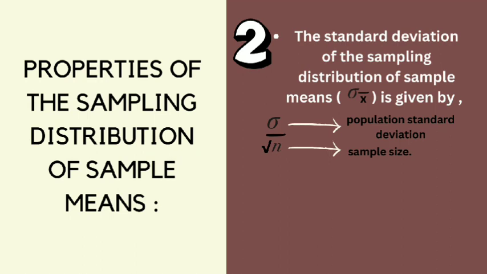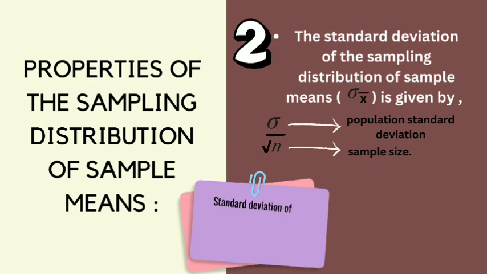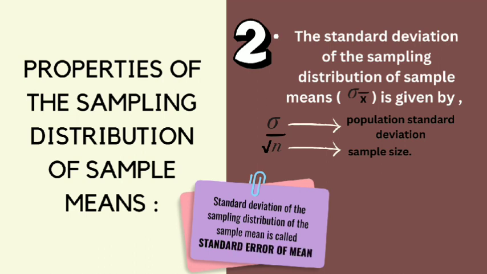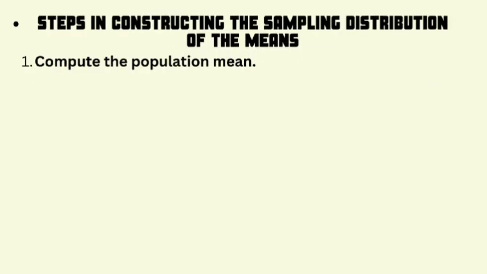The standard deviation of the sampling distribution of the sample mean is given by sigma over the square root of n, where sigma is the population standard deviation and n is the sample size. Take note that the standard deviation of the sampling distribution of the sample mean is called the standard error of the mean. There are steps in constructing the sampling distribution of the means.